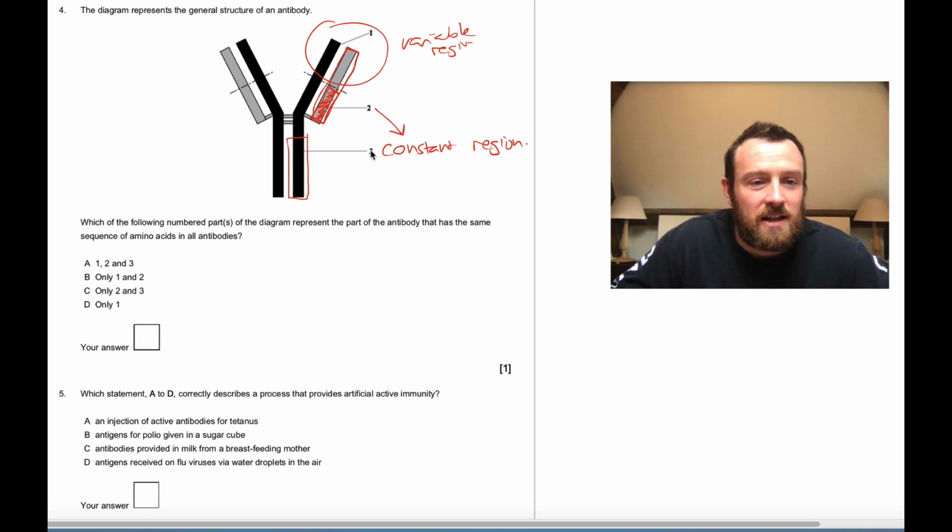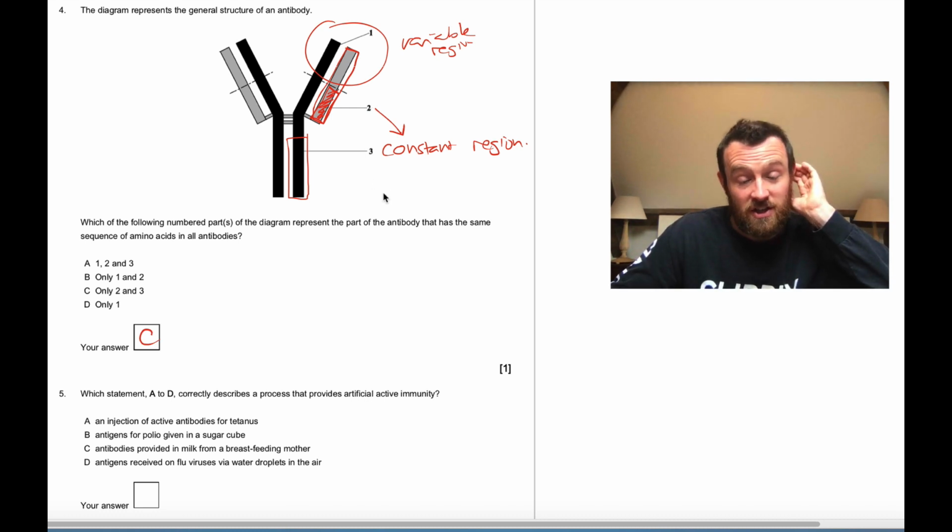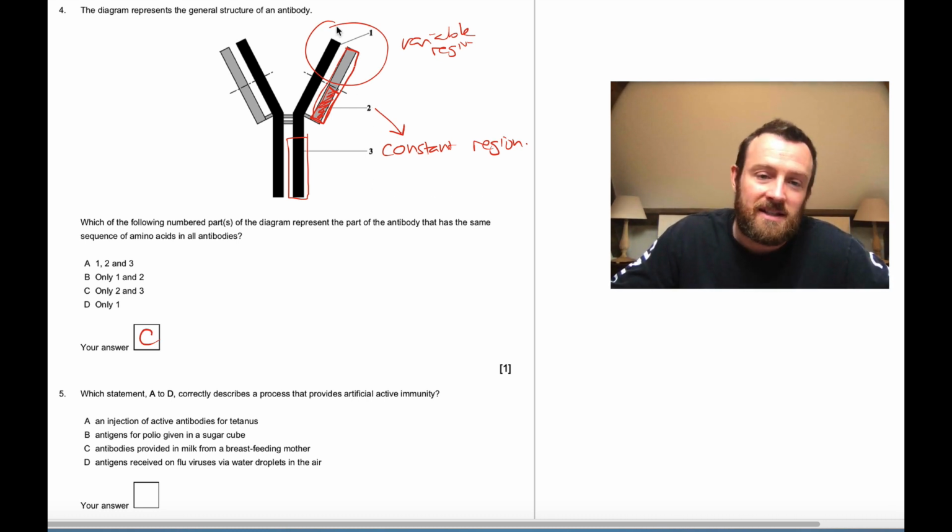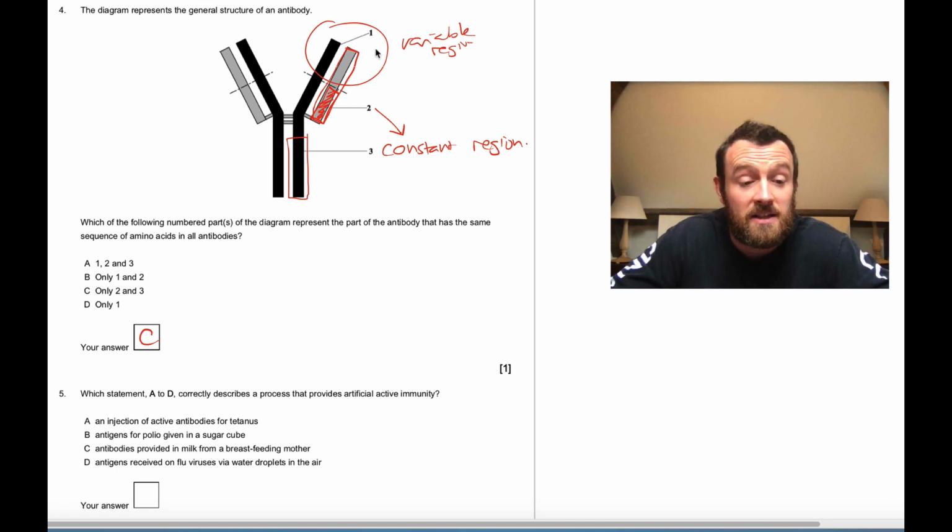So I'm going to say 2 and 3. 2 and 3 are the constant region and they have the same sequence of amino acids. This is the variable bit up here, the bit that binds the antigen, so that's the one that has a different amino acid sequence. Okay, moving on to question 5 there.